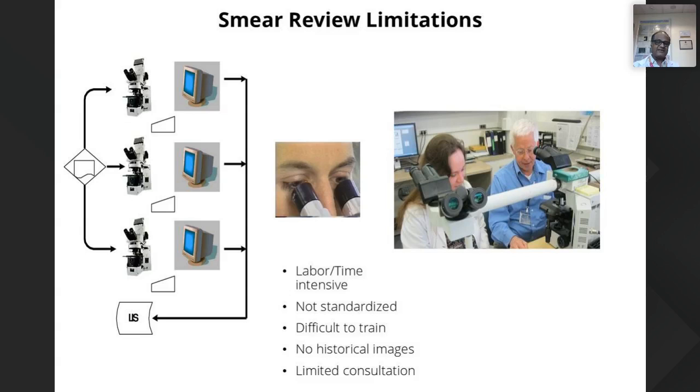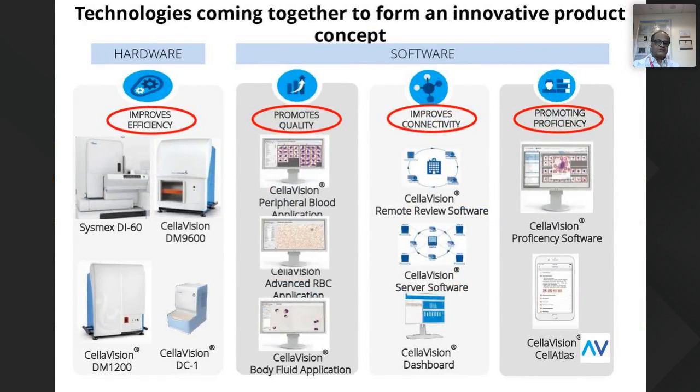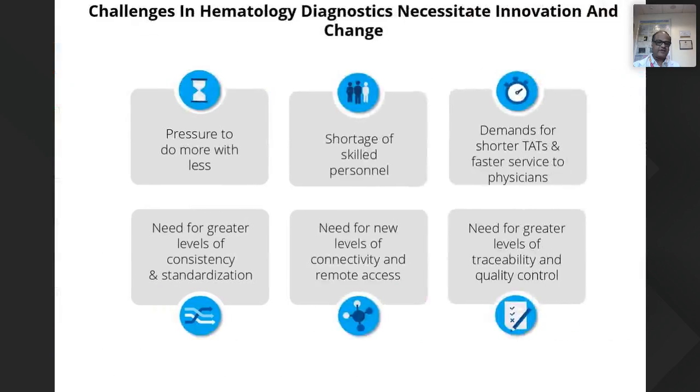And you always have limited consultation with your own peer group. If you require any help, you will not be able to get it from a second pathologist who is not there in your place. So the technologies have come together from the company called Cellavision. I'm not here to promote any company, but what product we are using, we are just sharing with you. You have hardware and software, and you can get more details from the company website itself.